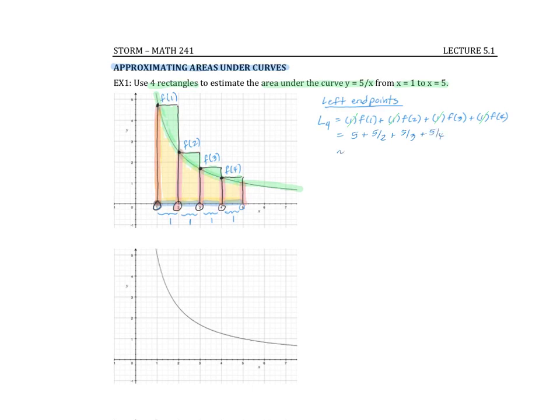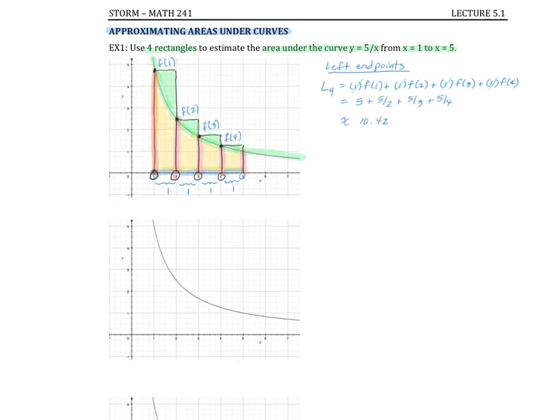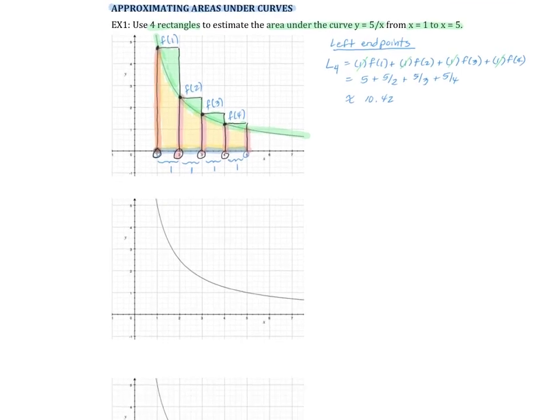So I'm going to just plug this in a calculator. And when I do that, I get 10.42. And then notice that this estimation of that area is an overestimation, because my rectangles are larger than the area between the curve and the x-axis.